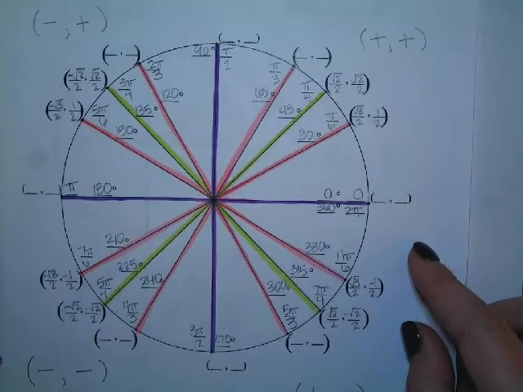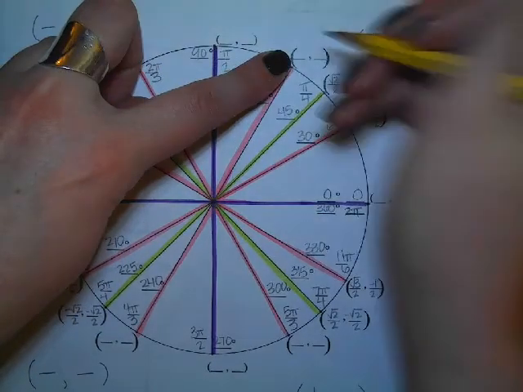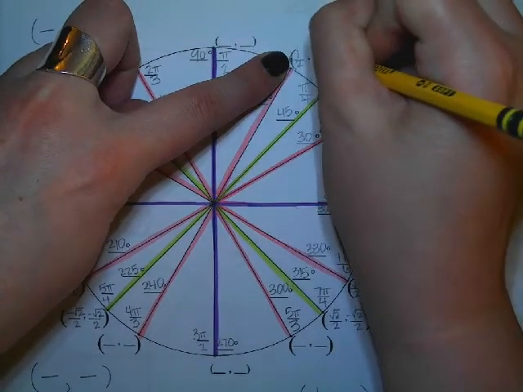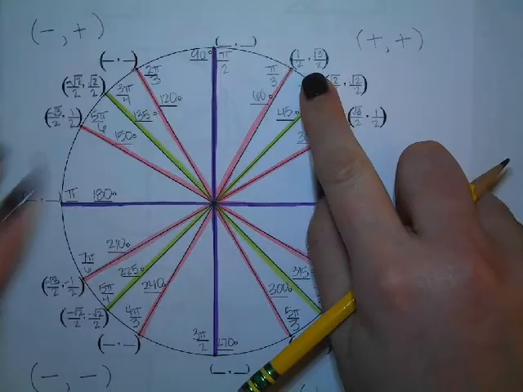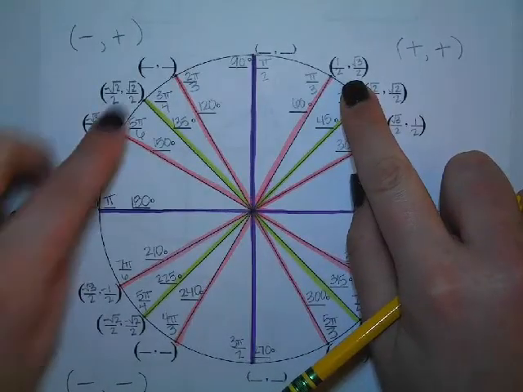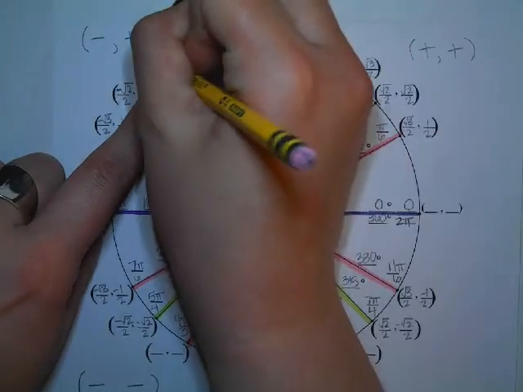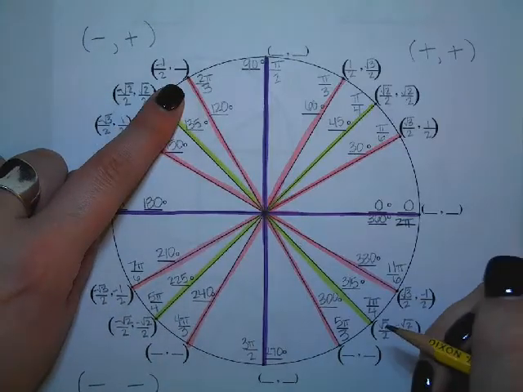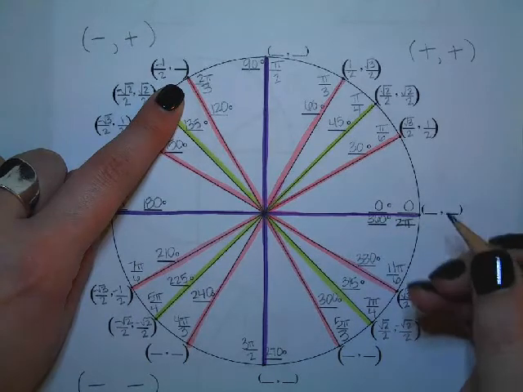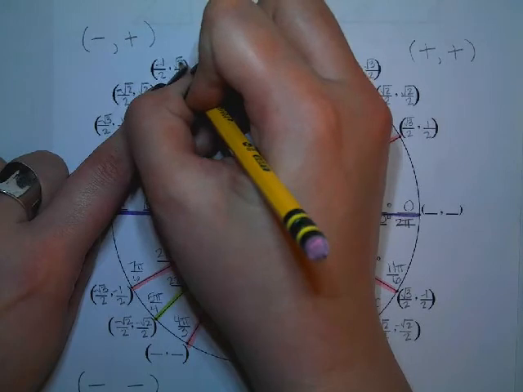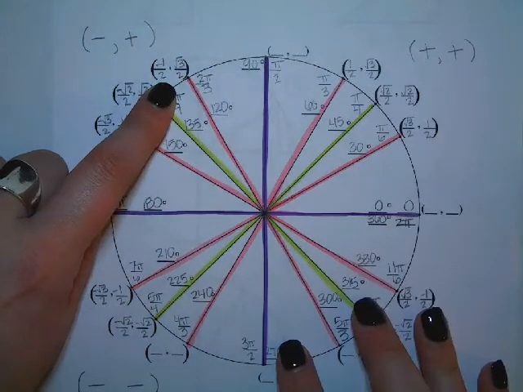All right, so let's go ahead and put this one in. We've got 1 over 2, root 3 over 2. Okay, what's this one? Negative 1 over 2.